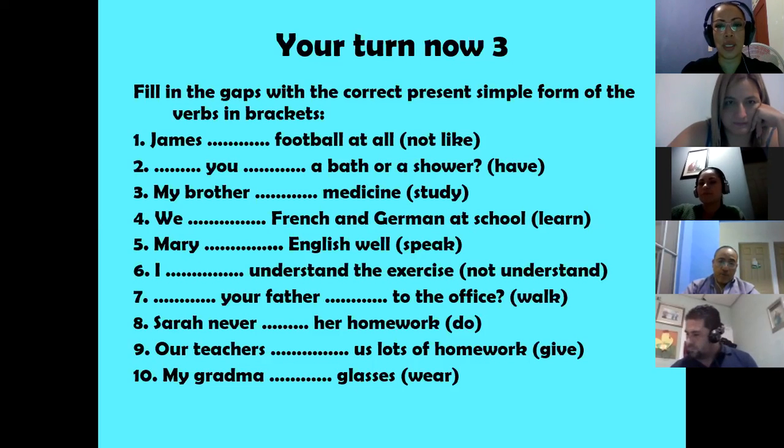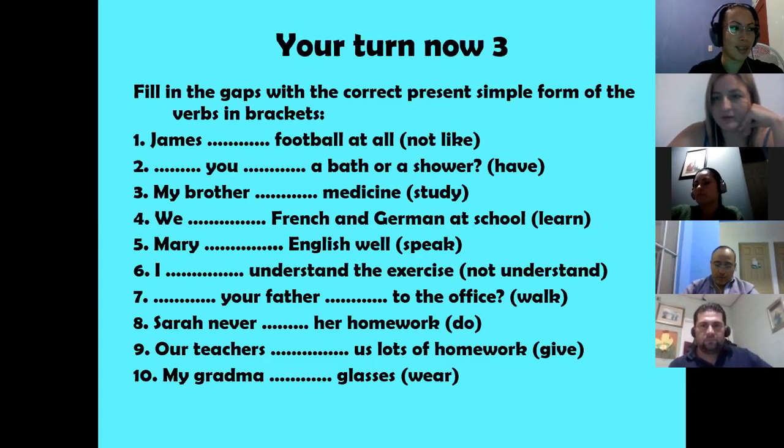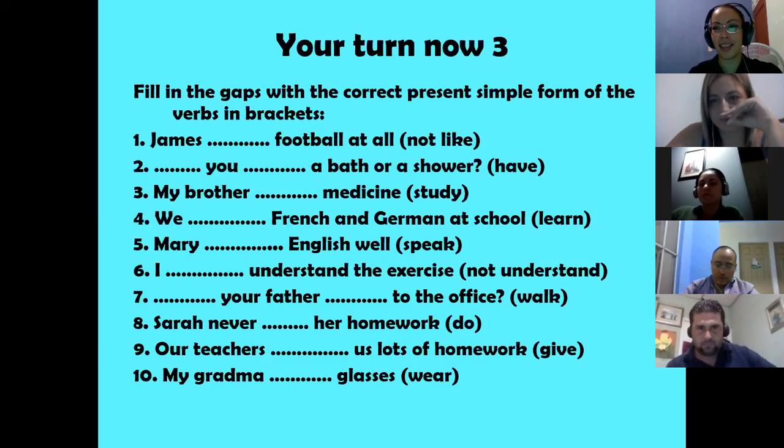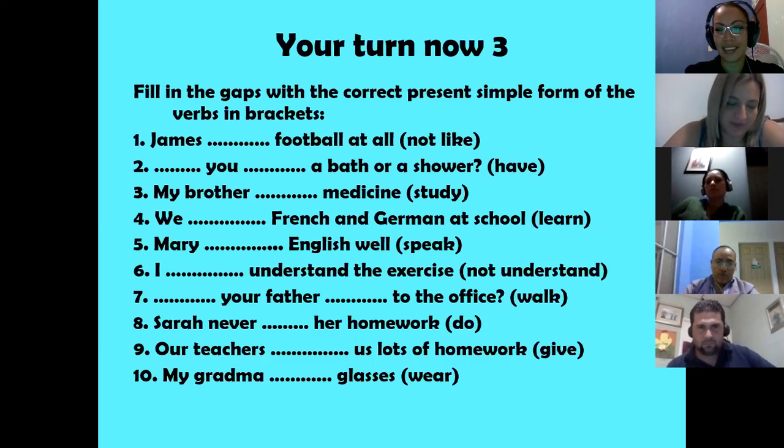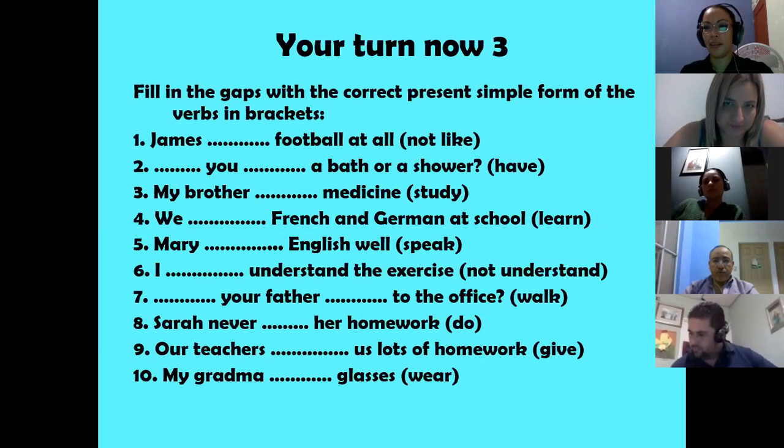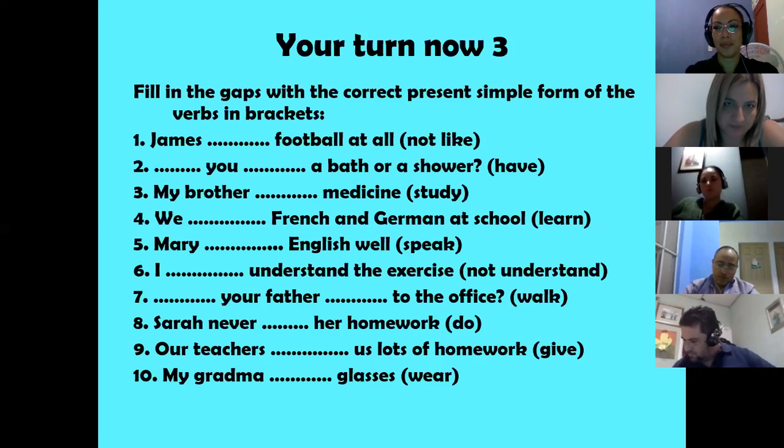Okay, number 2 is a question. Number 3, affirmative statement, and so on. You have to complete them. I imagine, I suppose, and I have faith that you have your notebook with you. Write the answers in a notebook. Answer with the simple present. I'll give you a couple of minutes for that.